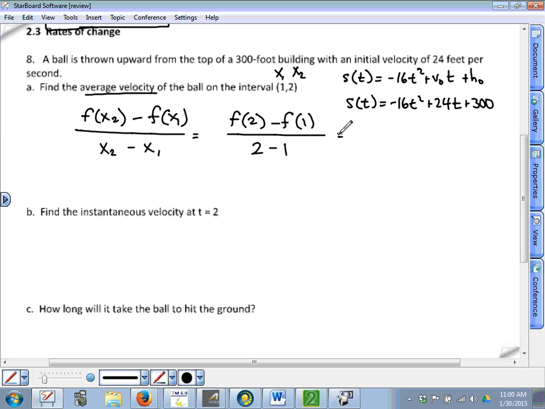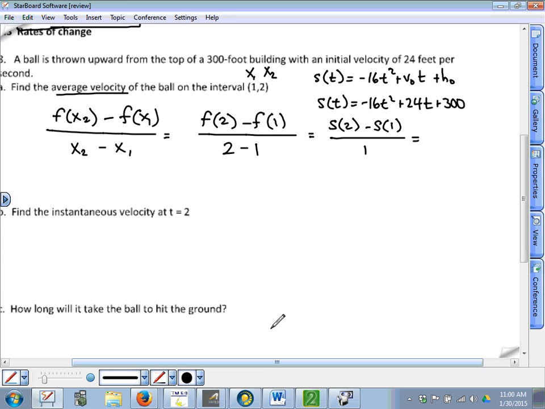So it's going to be s of 2 minus s of 1 all over 1 essentially. So s of 2, if you were to plug in a 2 into the function, s of 2 turns out to be 284, s of 1 turns out to be 308. So you get negative 24 feet per second.